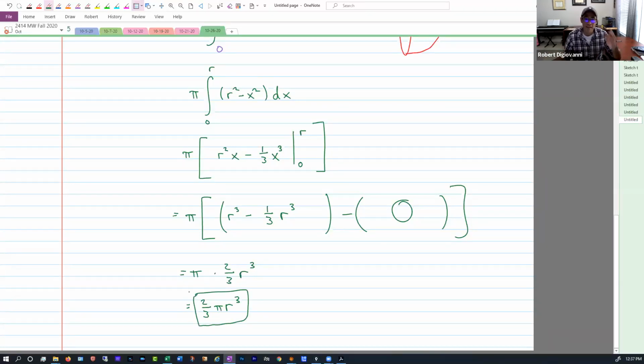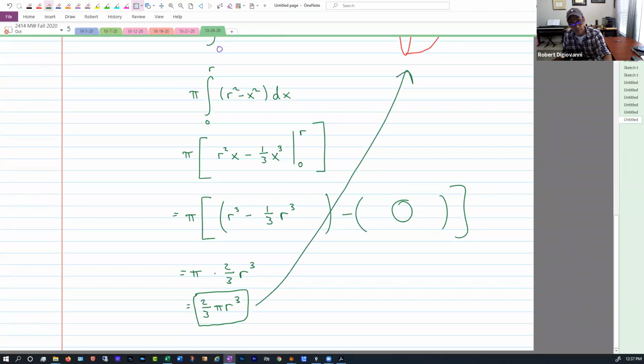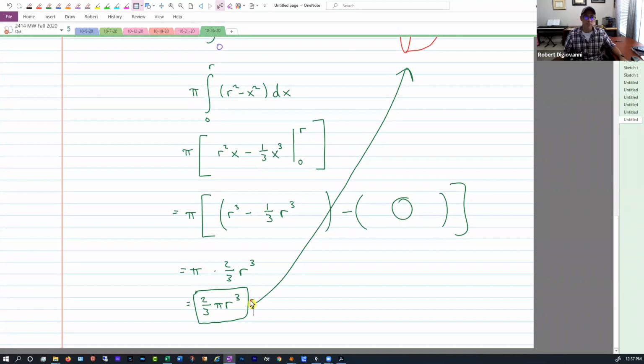But remember, this was only half of it. That gave us the volume of that right there. So if I double this answer, I get 4/3 pi r cubed. I doubt when I started 7.2, like 20 minutes ago, you thought that we'd be able to prove that the volume of a sphere is 4/3 pi r cubed, that it would be that easy to show, but it's not bad, right? That wasn't bad at all.